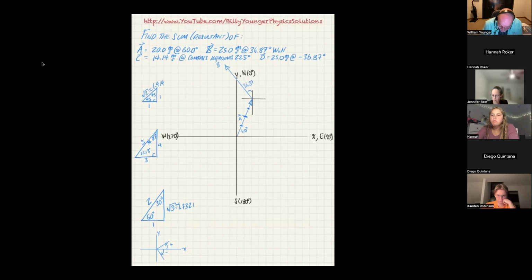Now I've got to draw another coordinate system right here, which I'll draw just like so, and just like so.